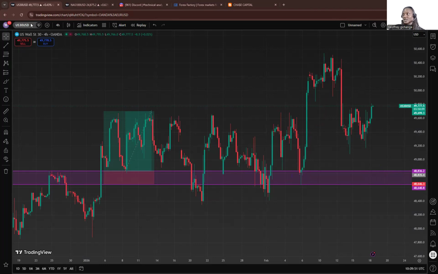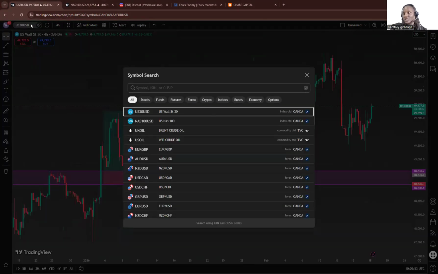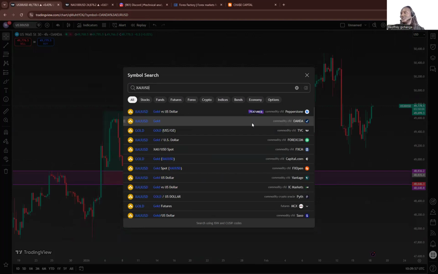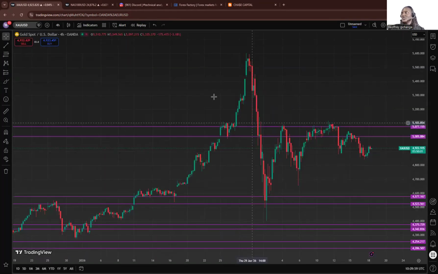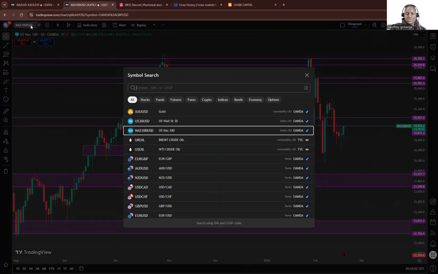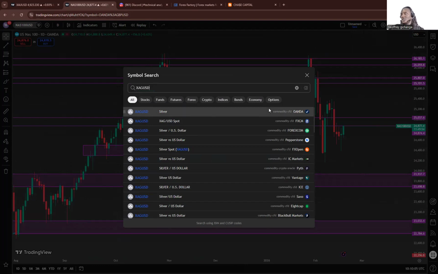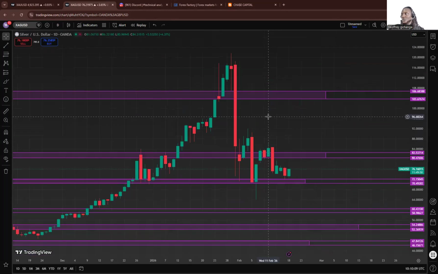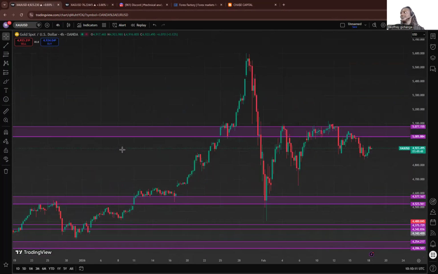Then let me have a look at silver and gold and let's see what we have. So there is gold. Let me have just silver next to it. XAG USD right there. There we go.